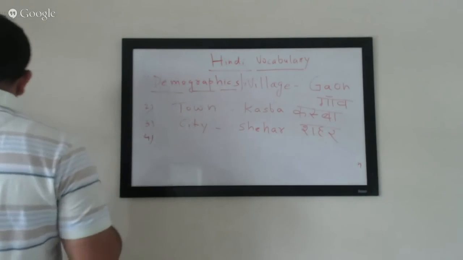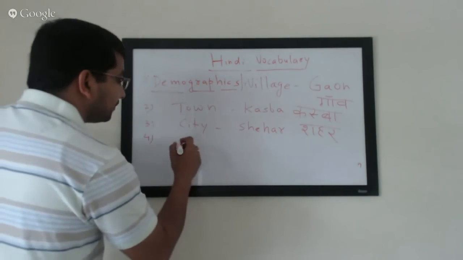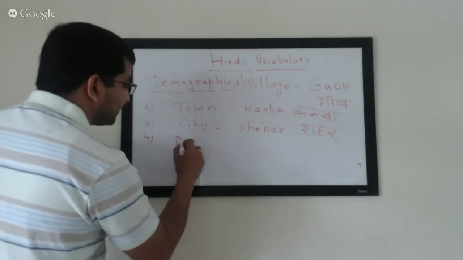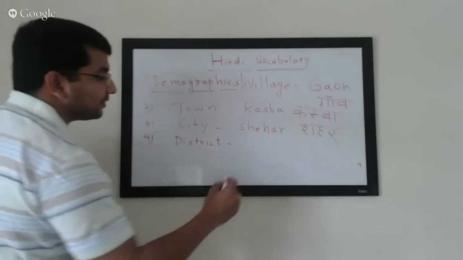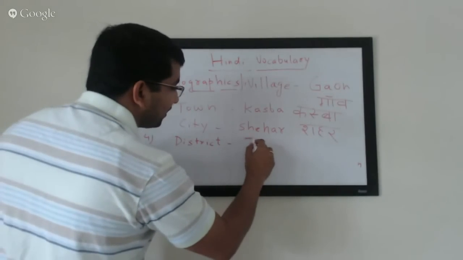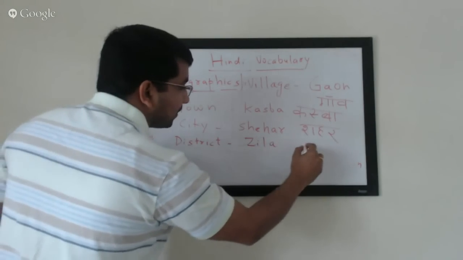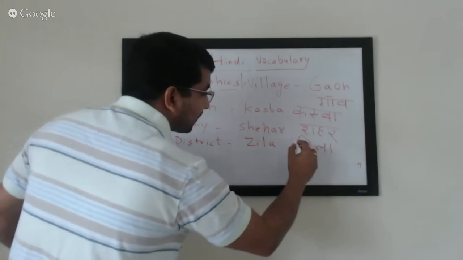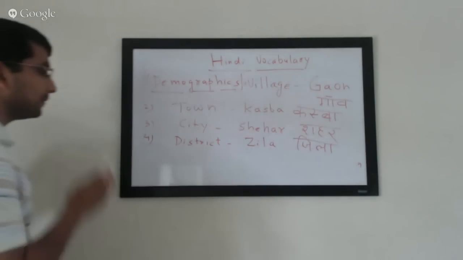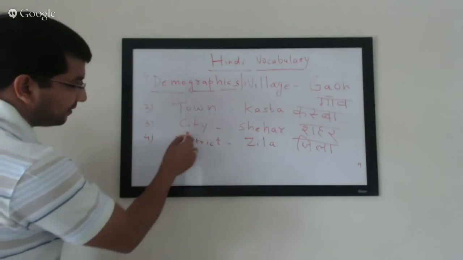The fourth one you have is district, basically. District is called zilla, and zilla is considered a little bigger than the city.